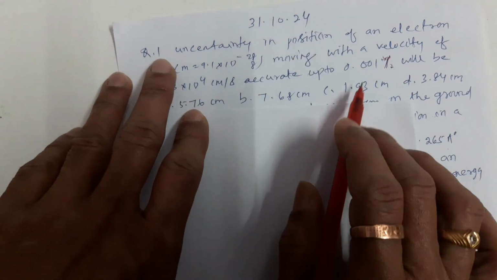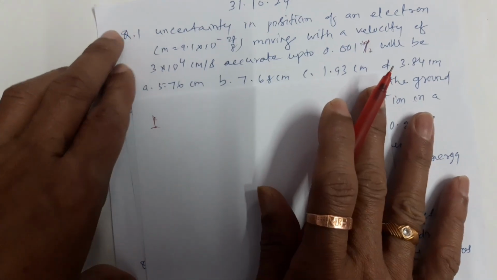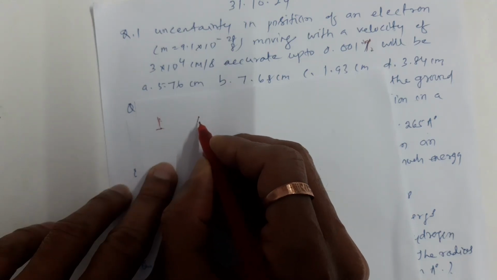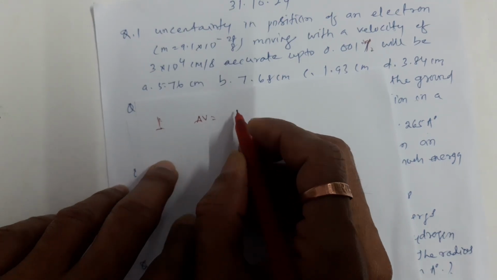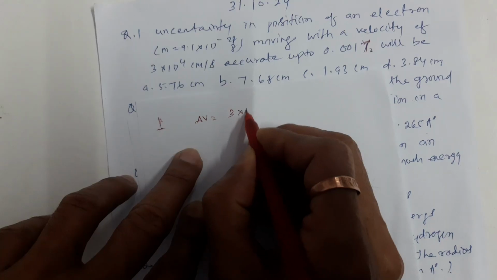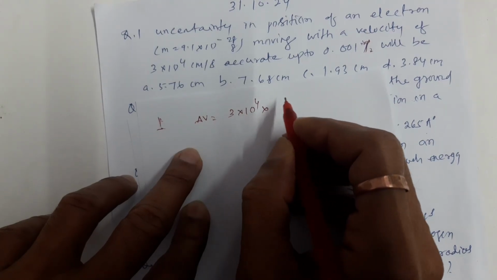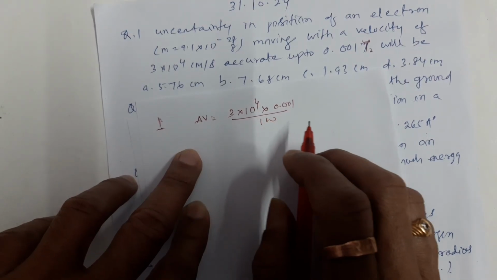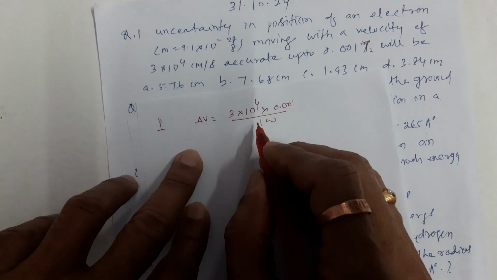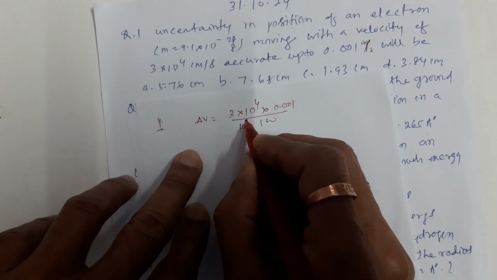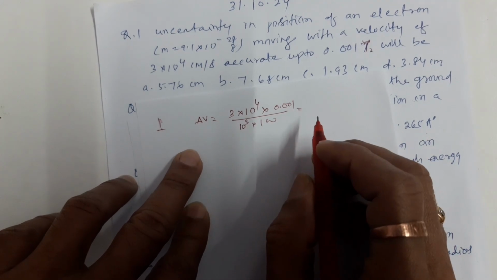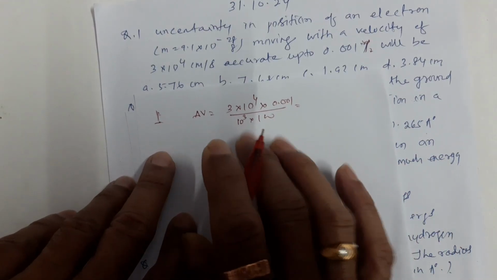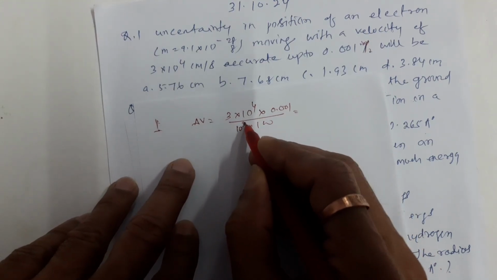So 0.001 percent of velocity. Okay, so find out the velocity, delta v. You have to find the velocity 3 multiplied by 10 to the power 4, and 0.001 percent of it. It is given in cm per second and you can convert it into meters, or you can simply take it in cm.